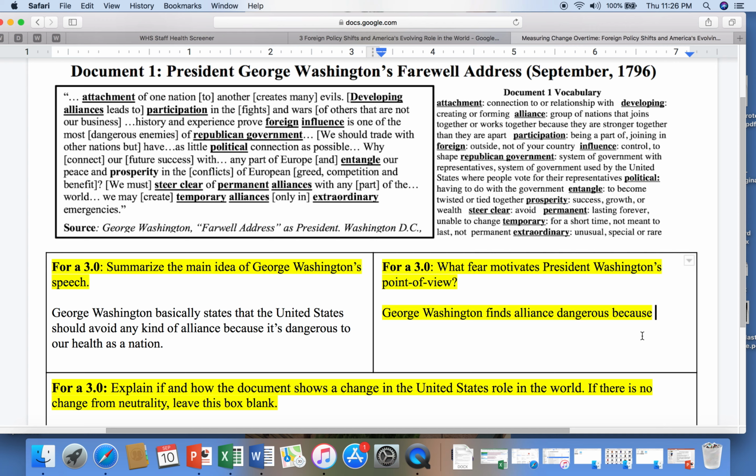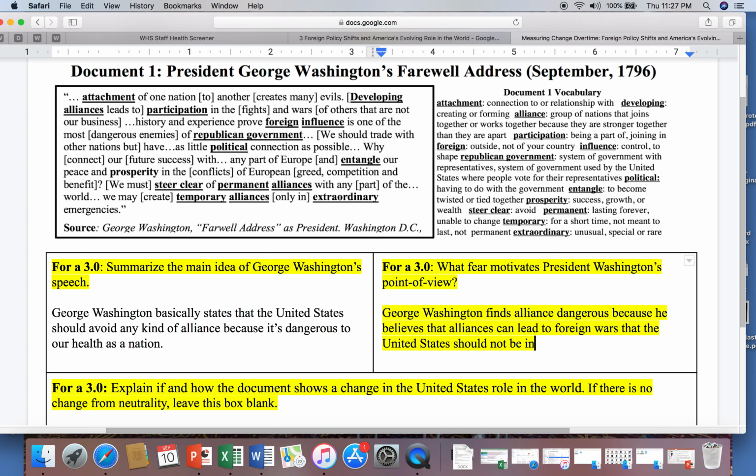Okay, so George Washington finds alliances dangerous because he believes that alliances can lead to foreign wars that the United States should not be involved in. Again, one sentence, pretty clear, pretty specific, and taken basically from this line here of what George Washington says.